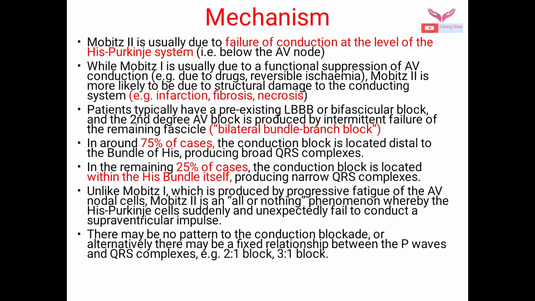In around 75% of cases, the conduction block is located distal to the bundle of His, producing broad QRS complexes. And in the remaining 25% of cases, the conduction block is located within the His-Purkinje system, producing narrow QRS complexes. Unlike Mobitz I, which is due to progressive fatigue of the AV nodal cells, in Mobitz II there is an all or nothing phenomenon whereby the His-Purkinje cells suddenly and unexpectedly fail to conduct a supraventricular impulse. There may be no pattern to conduction blockade, or alternatively there may be a fixed relationship between the P wave and the QRS complexes, that is 2:1 block or 3:1 block.